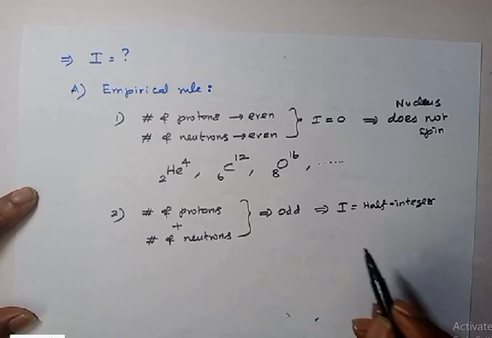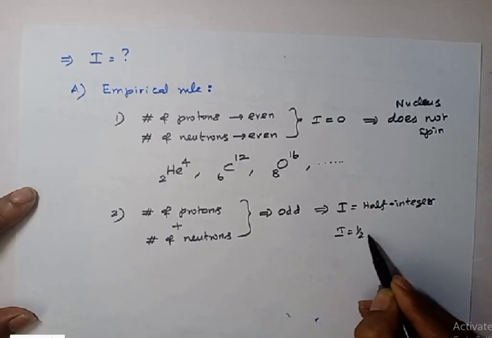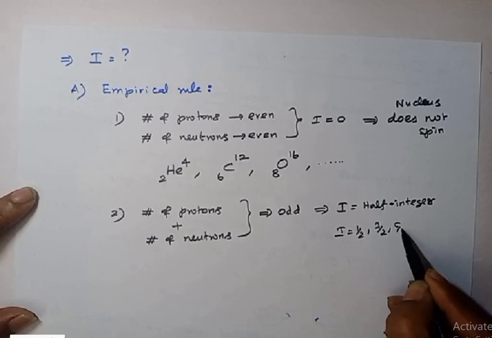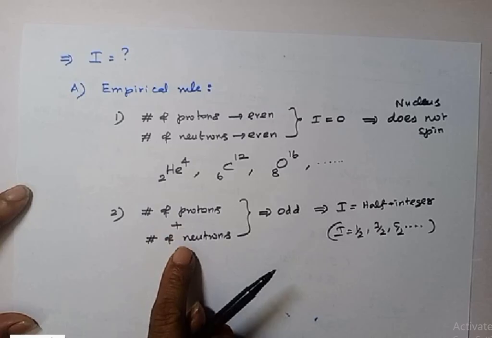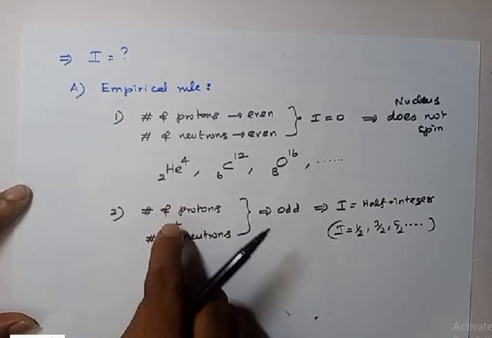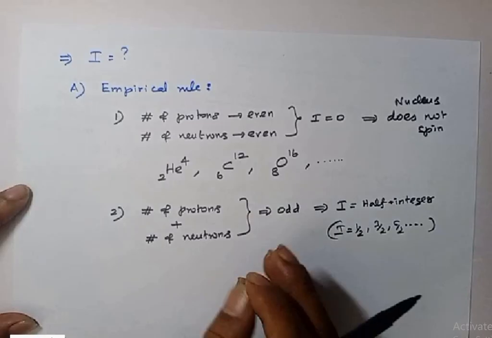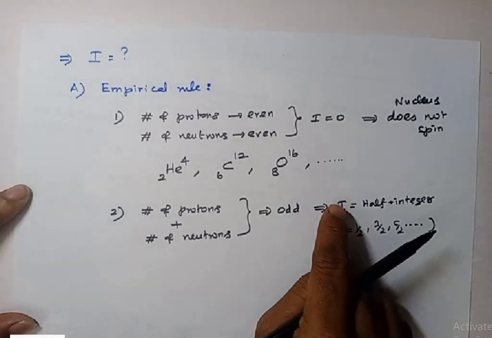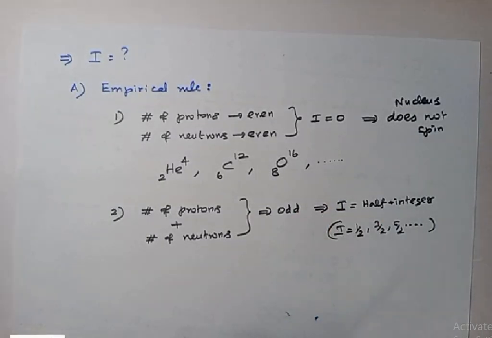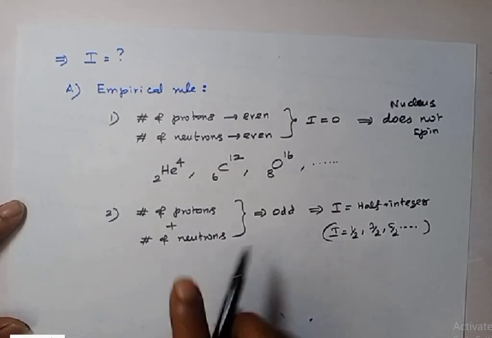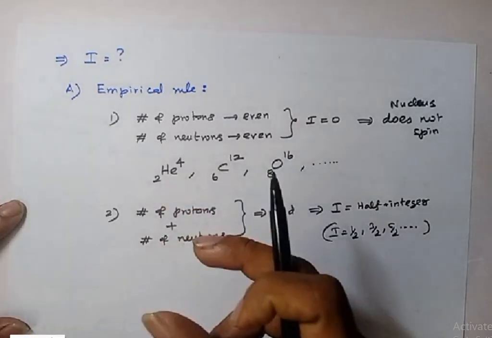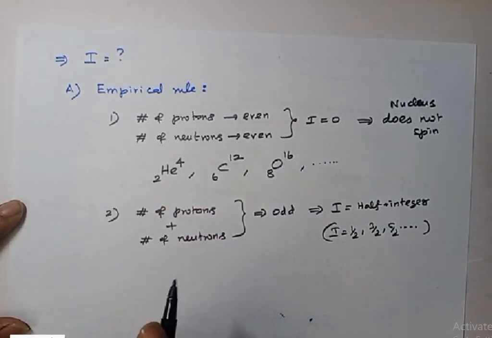What is a half integer? 1/2, 3/2, 5/2, etc. If you add the number of protons and the number of neutrons, and the sum is an odd number, then that nucleus has an I value that is a half integer. If the I value is a half integer, then the nucleus will spin. So let me give you examples here.